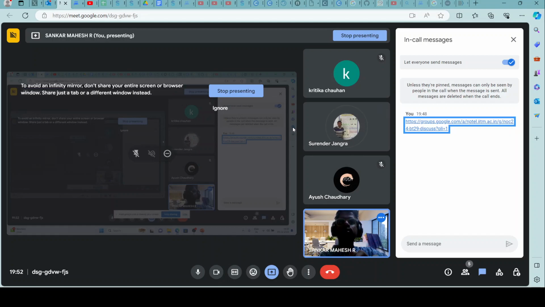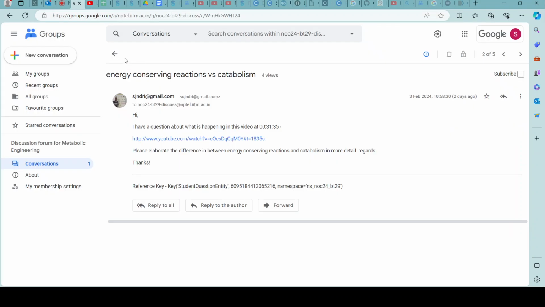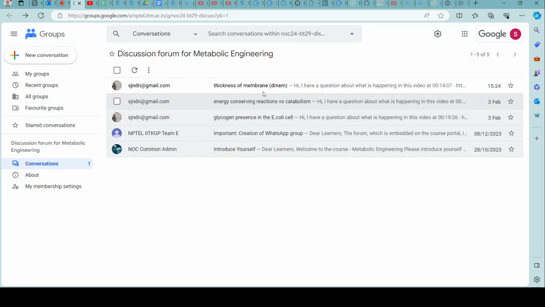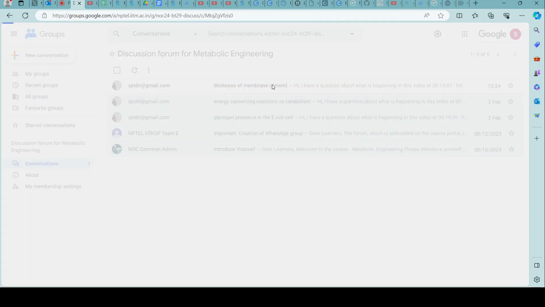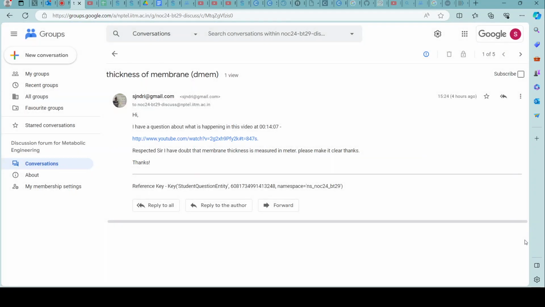Yes, okay. Since we have time, I'll look at the third question, but I'll see what exactly the question is. I haven't seen it earlier. Okay, so membrane thickness is measured in meter.